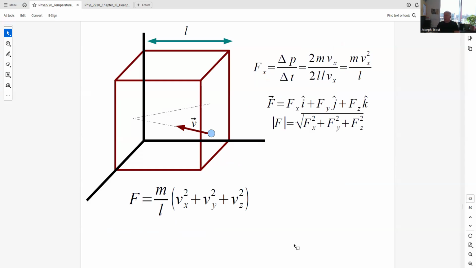However, we should look at the force on all the walls. So in this case, the force is going to be the square root of the force in the x direction squared plus the force in the y direction squared plus the force in the z direction squared. So our force now becomes the mass over length, vx squared plus vy squared plus vz squared.